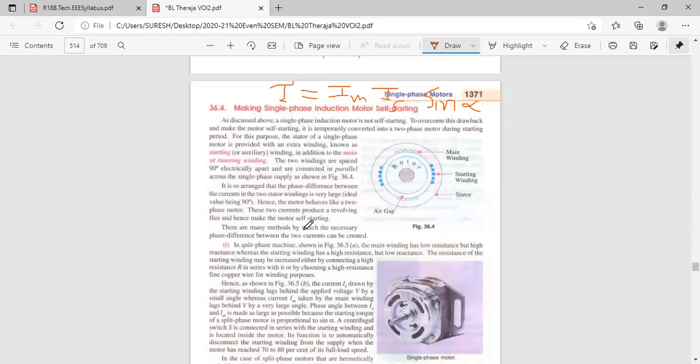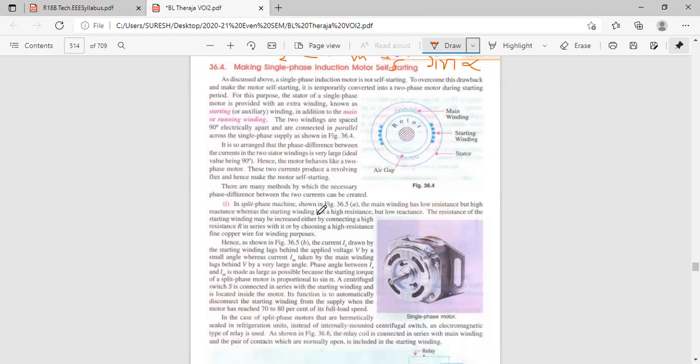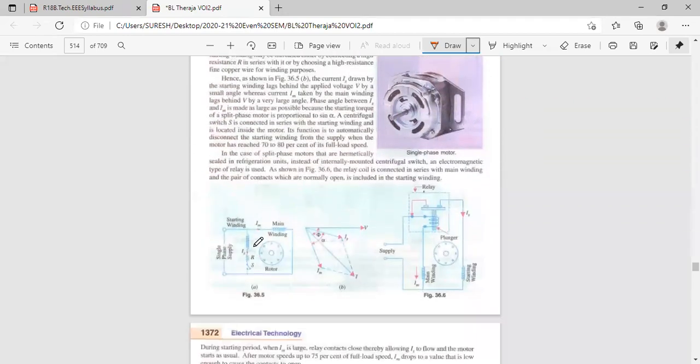If you are having any doubt in the first two paras, you can ask me. How to make the motor self-starting? Initially, it is not self-starting. We are making it self-starting by adding one starting winding, an extra winding in parallel with the main winding. If you see this diagram, you can easily understand.